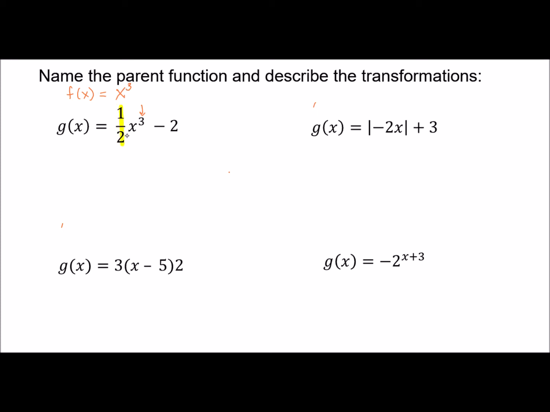Now I've got this 1/2 and this -2 at the end of it. Now pay attention to operations. This is 1/2 times, and this is -2. So we are multiplying by 1/2, and we are subtracting 2. Your next question is to say, is that happening inside or outside? Well, how do you tell the difference with a function like this that has no absolute value bars or square roots or anything? Well, here's the difference.